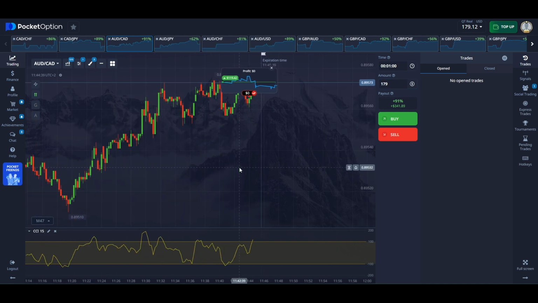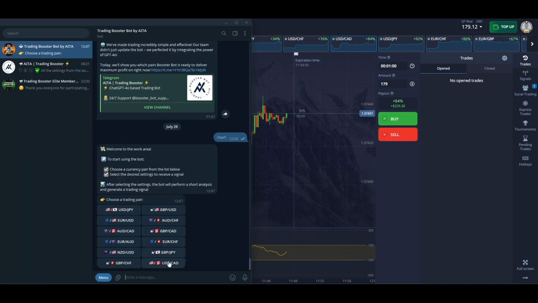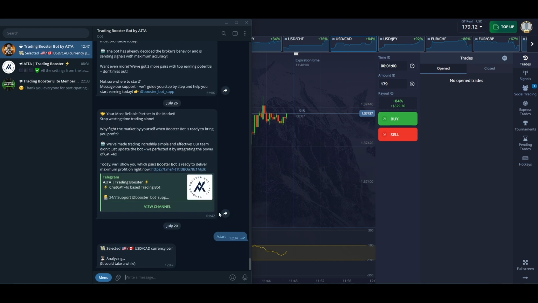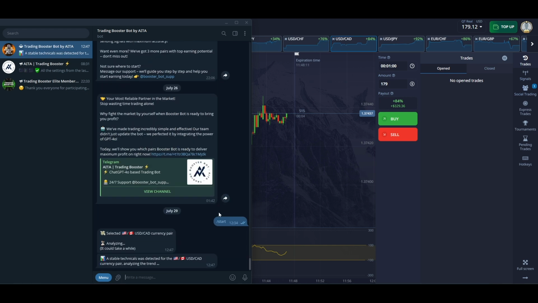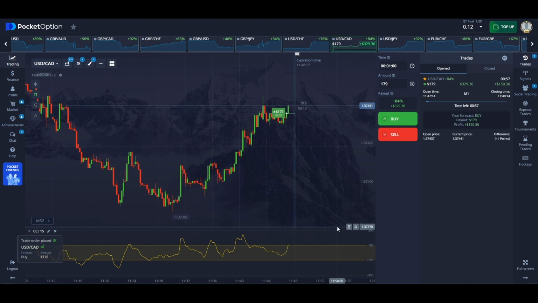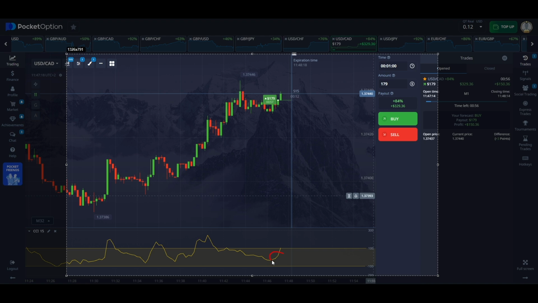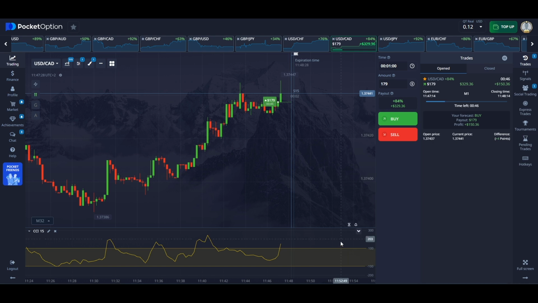Still, I trust its stats. And now we'll just pick a more suitable currency pair. The next currency pair I'm choosing is the US dollar and Canadian dollar. There's a good movement here, the CCI is in the middle. So I'm picking this currency pair in the booster bot and waiting for a signal. I get a buy signal. Right from here, I'm opening my buy trade for $179. At the moment when I open my trade, the CCI values were about here, meaning it was a safe entry point. And we also have a nice upward movement here, so the trade should be relatively safe.